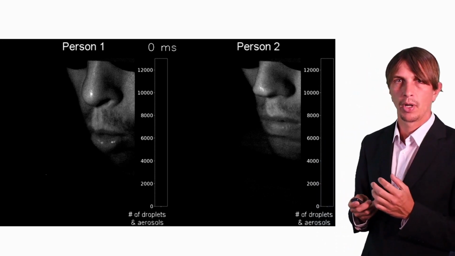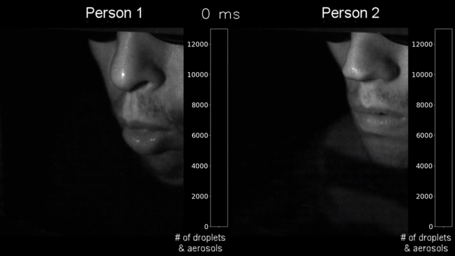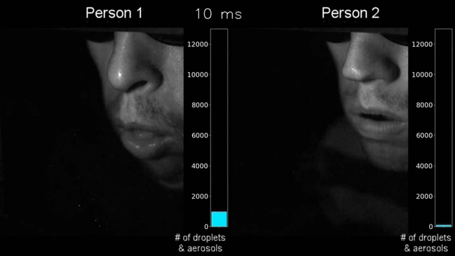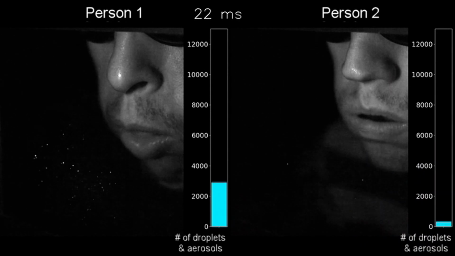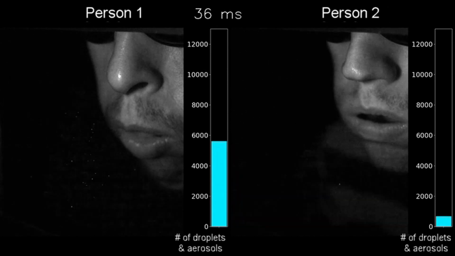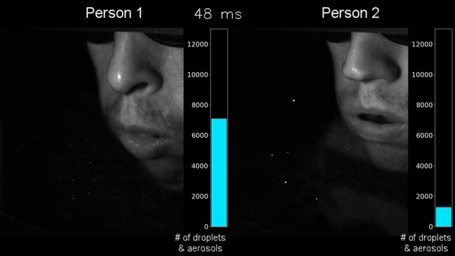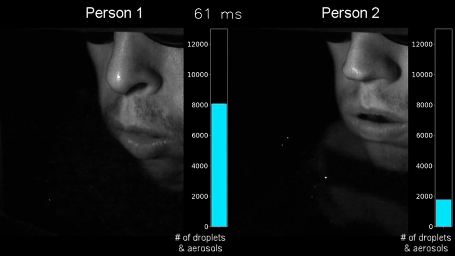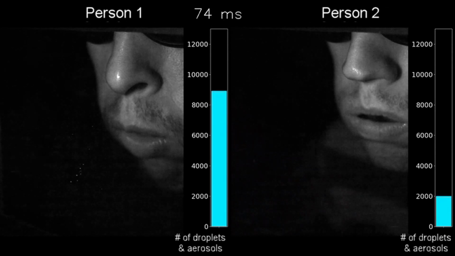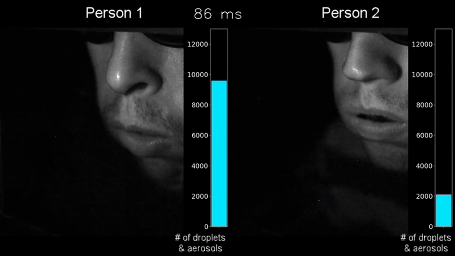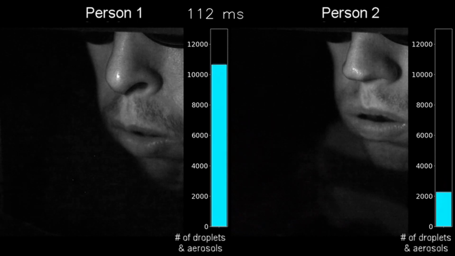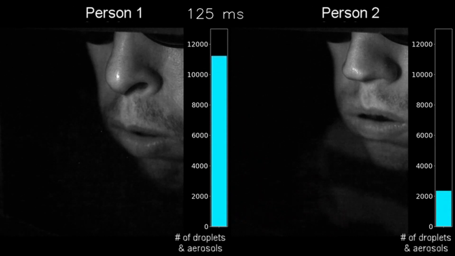Here is an example of 2 persons. While person 1 is reaching above 12,000 particles, person 2 is emitting close to 3,000. So person 1 is emitting more than 4 times.